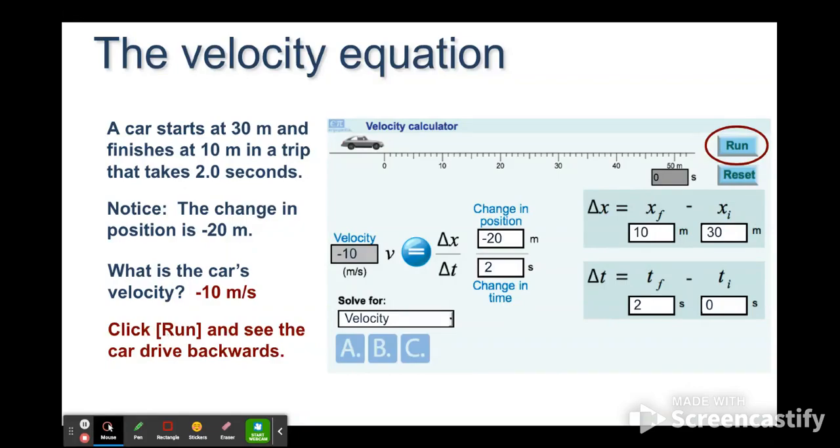Negative 10 meters per second, because we end up with negative 20 meters as the change in position. You can see that this car must be moving in the negative direction.